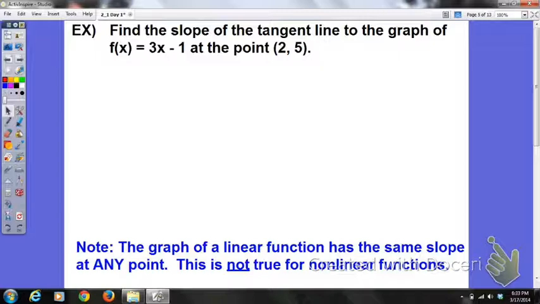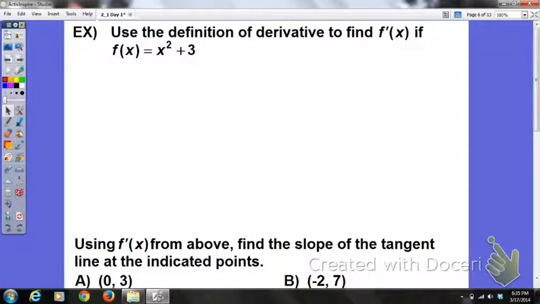Therefore, the graph of that function has the same slope everywhere. However, when we're dealing with a nonlinear function, then we need to be careful as to what our x value is. So let's take a look at another example and you'll see what I mean. Our next example asks us to use the definition of derivative to find f prime of x if our function f of x is equal to x squared plus 3. You should notice that we have a quadratic function, so we're going to have to do a little bit more work if we are to find the slope at a specific point.